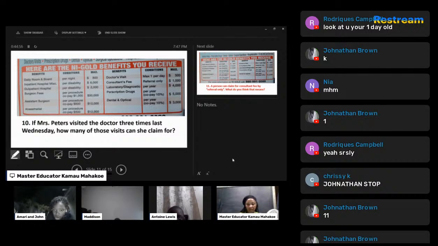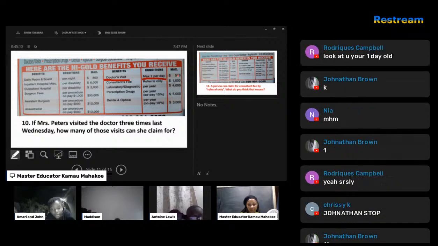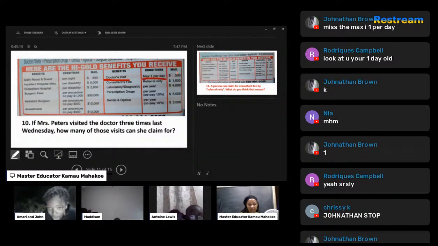All right, so if we look at the chart, under doctor's visits, the conditions are maximum 1 per day. 1 visit per day they'll pay for. And the maximum they'll pay is $500 for that visit.